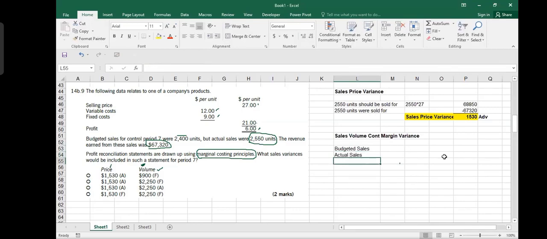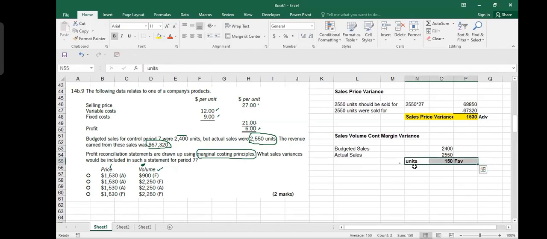And then you will say that how much were budgeted sales and how much were actual sales, okay? So your budgeted sales were 2,400, because it says budgeted sales for period 7 were 2,400. Actual sales were more. So what is the difference? Difference is 150 units. So this is in units. And because you are selling more, so I can call it favorable. So you have 150 units favorable. And you should multiply it with standard contribution margin, okay?